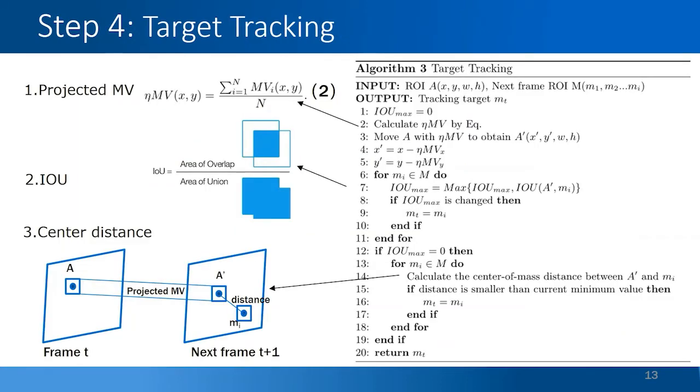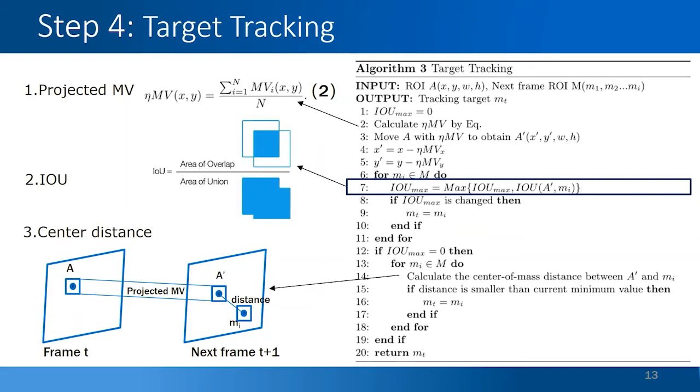Step 4 is target tracking. Input are objects' ROI and the set of ROI in the next frame. Output is the tracking target. In line 2, we are using the projection MV to predict the position of the target in the next frame. The projected MV is calculated as in equation 2. We calculate the IOU of the predicted target to the ROI and find the max value to get the tracking target.